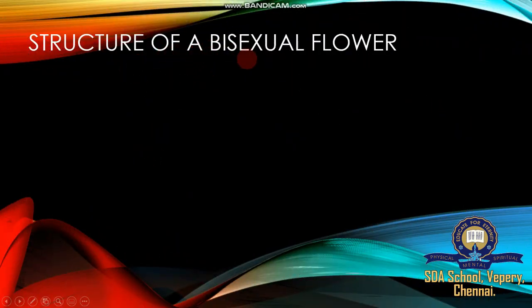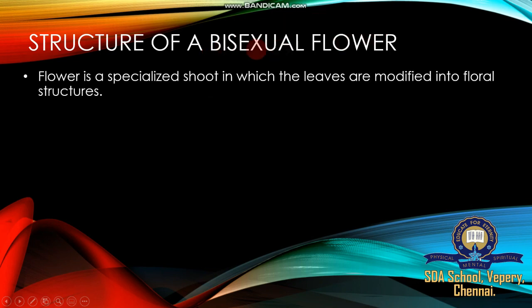What is bisexual? Both male gamete bearing pollen grains, sperm cells, as well as the female gamete bearing pistil or carpel, present in the same flower, is called a bisexual flower. So, unisexual and bisexual. Unisexual means the sexes differ, because the male and female gamete bearing parts are present in different plants, male plants and female plants. But here, both male and female gamete bearing parts are present in the same plant.